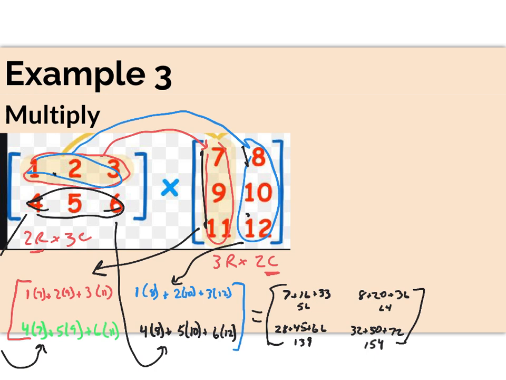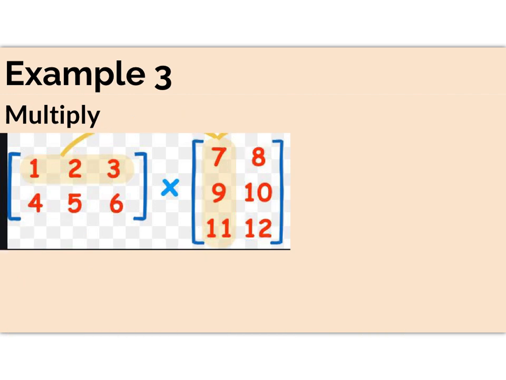All right, so our answer on the next page: 56, 64, and let me peek back, 139 and then 154. All right, those are some whopping examples of what to do. I will see you at the end of the video for the recap.